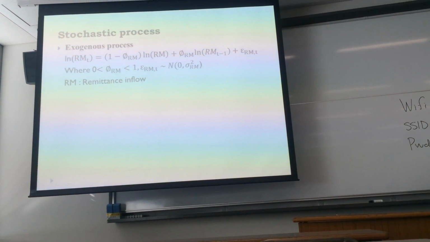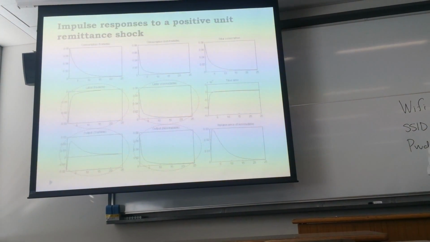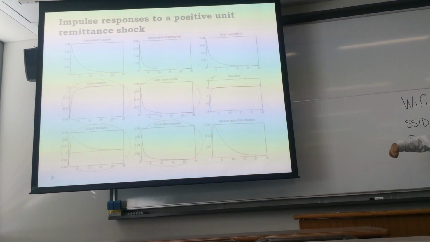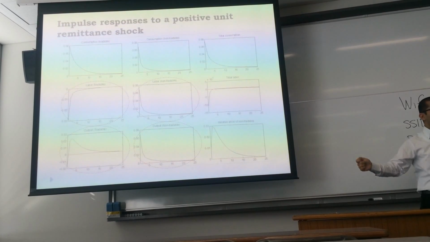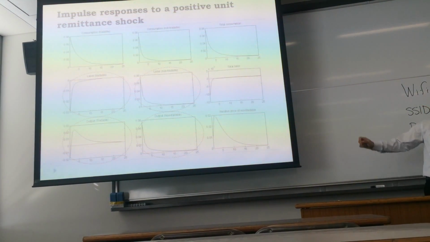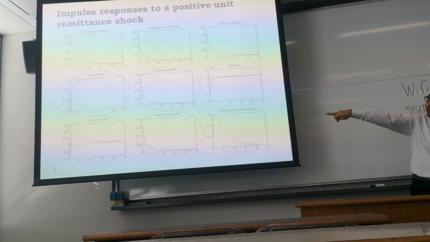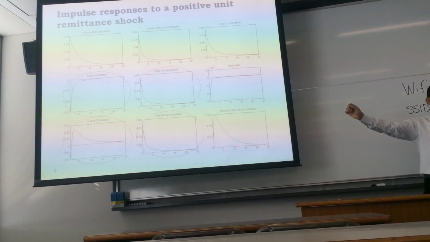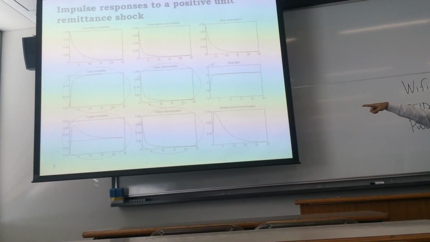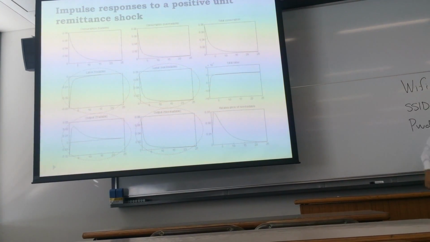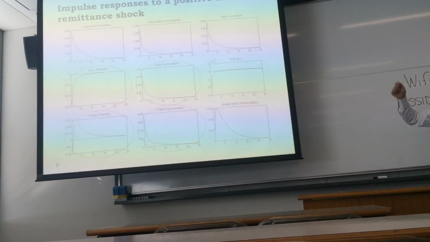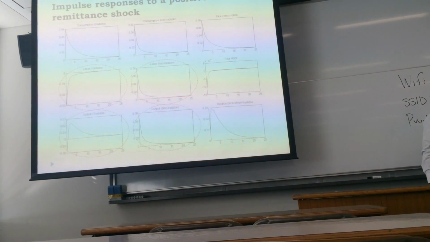Let's go to the result. This is the result I got when I gave a shock. I gave a positive unit shock to the remittance, and I would like to focus on these main 4 figures. Here you can clearly see the tradable sector's labor goes down when there is a positive remittance, and the non-tradable sector labor increases.